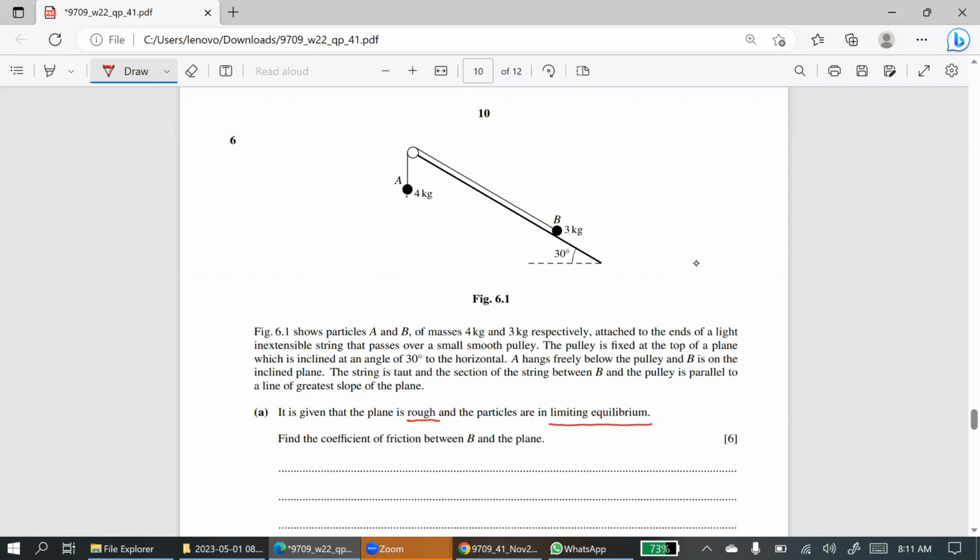The particle is at rest. The weight of A is 40 N. The tension is T. The tension is the same throughout this wire. The weight of the object B is 30, and these are the components of weight.